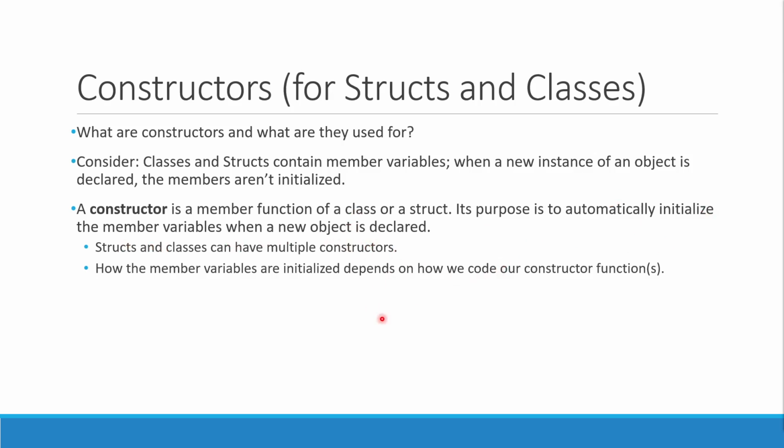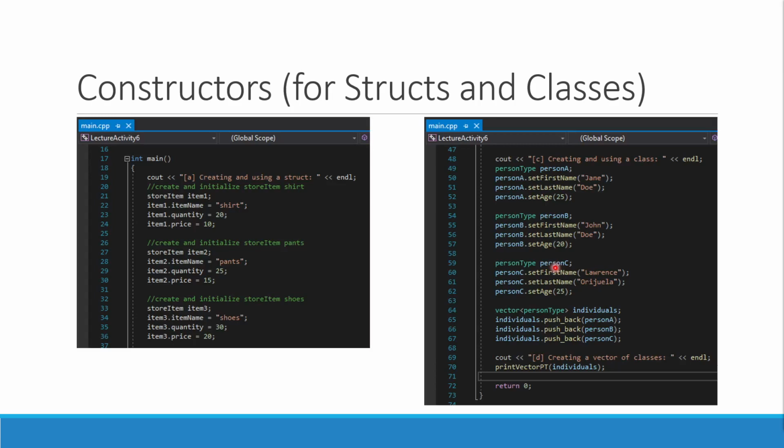And then here are a little side notes about constructors. Structs and classes can have multiple constructors, useful. And then the other one, how the member variables are initialized depends on how we code our constructor functions, okay? So this is what I'm talking about when I say declaring and initializing, okay?